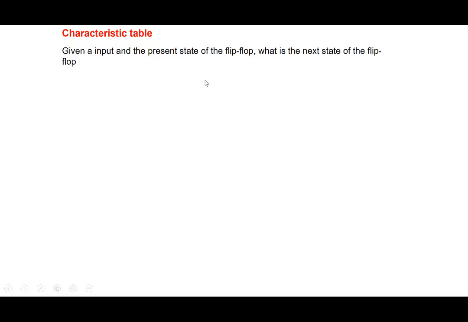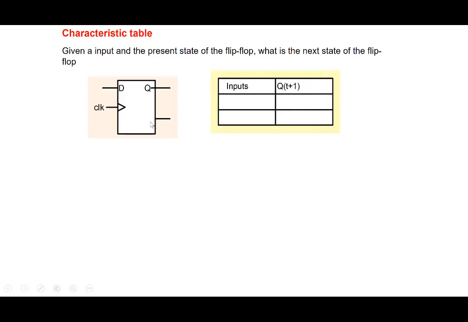So when we talk about flip-flops, we have a concept called the characteristic table. Just like a truth table describes a combinational circuit, similarly a characteristic table describes a flip-flop. Basically it says that given the inputs to the flip-flop, in this case a D flip-flop, and the present state of the flip-flop, what will happen to the next state when the clock edge comes.